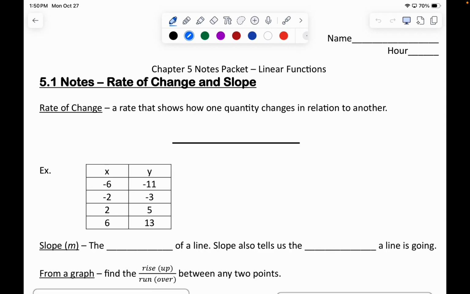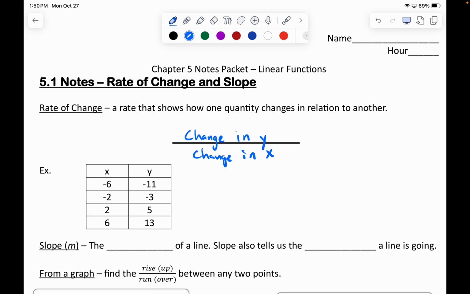So, rate of change, the definition is up there or on your paper. It says a rate that shows how one quantity changes in relation to another. You guys know what it is. You've seen those things out in the real world a lot. But that line there in the middle, that's not just a random line. Whenever we're talking about rate of change, whenever we're talking about slope, it always comes back to finding the change in y over the change in x.